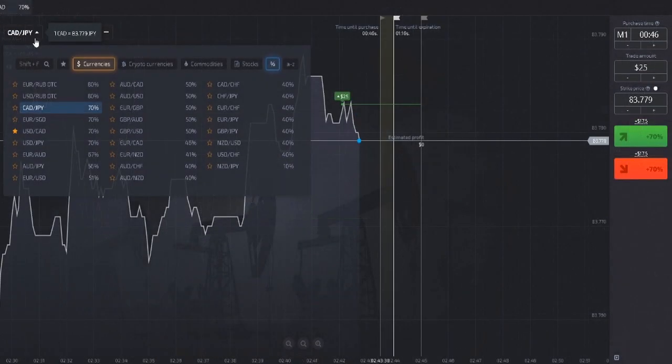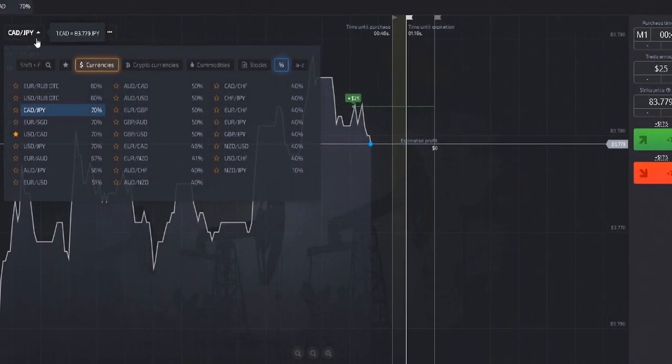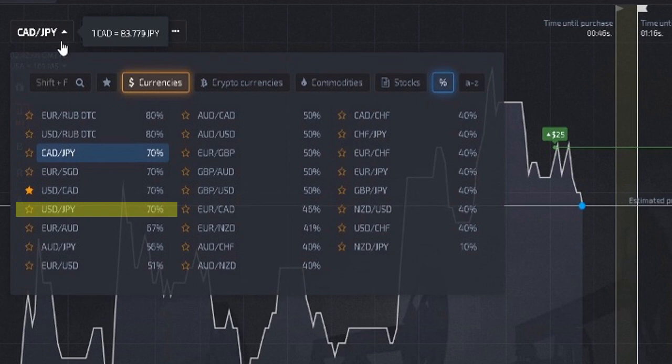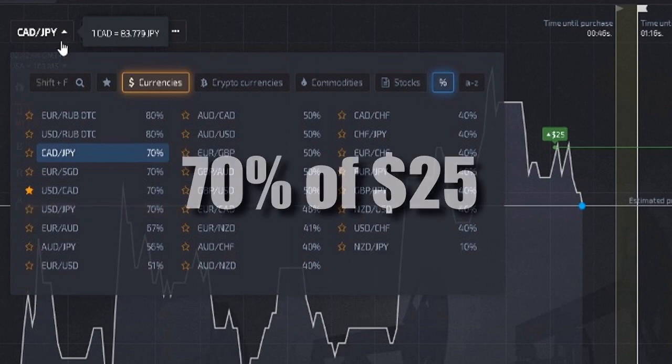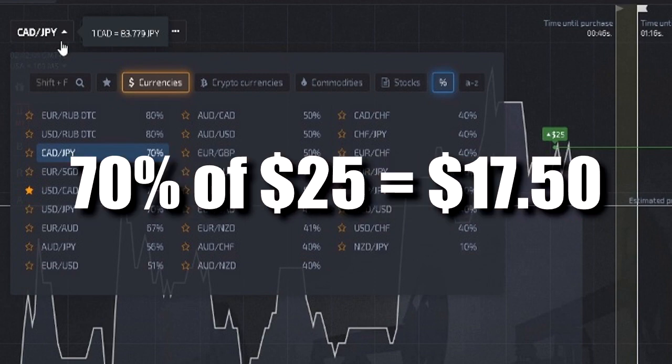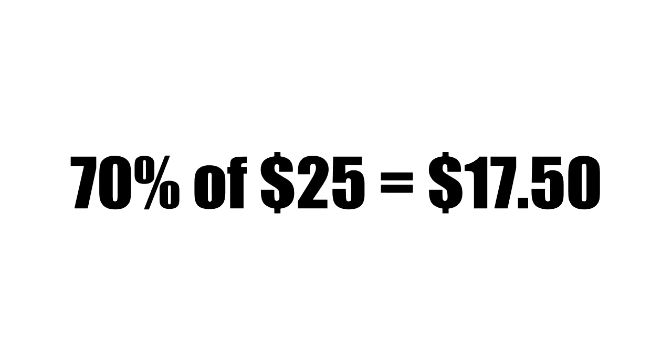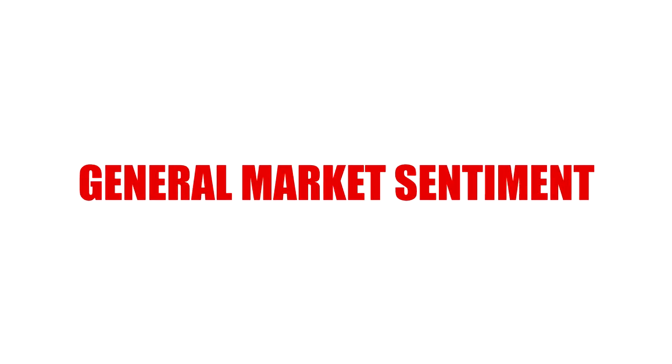So let's talk about payouts. In this example, our broker is paying out a 70% profit margin for the US dollar versus the Japanese yen, making our $25 contract worth $17.50. Now keep in mind, the 70% profit payout is made up of a few variables: how much the prices fluctuate, volatility in the markets, and just general market sentiment.